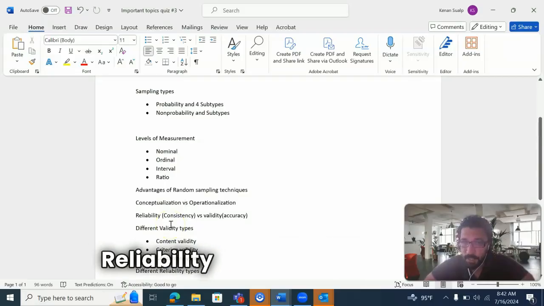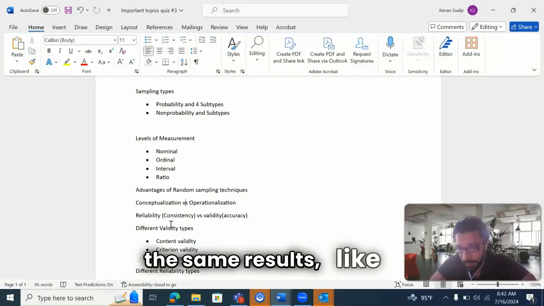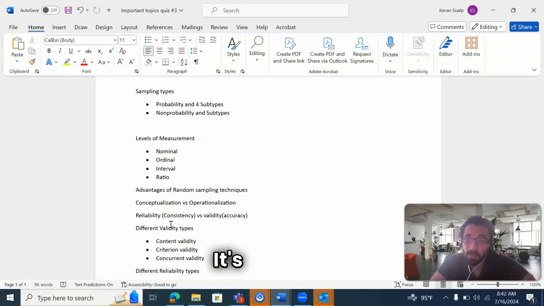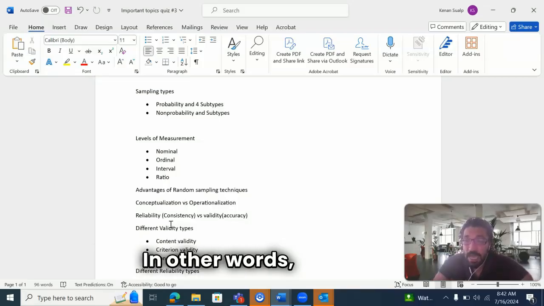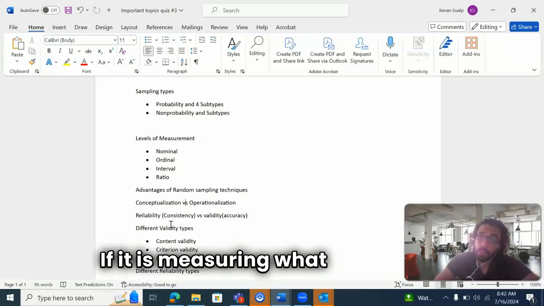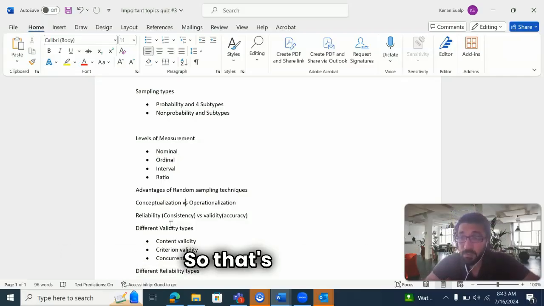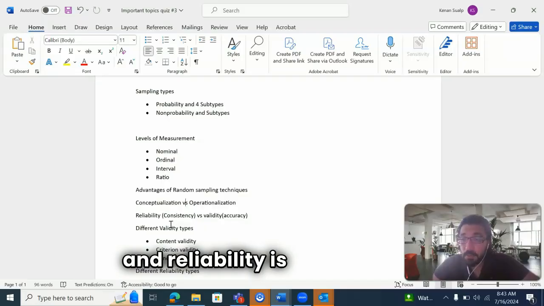What is reliability? Reliability means consistency. If your test is consistently giving you the same results, like for the same people, that means your test is consistent, it's reliable. But the other important thing is validity. In other words, accuracy. Is it accurate or not? If it is measuring what it is intended to measure, then it is accurate, right? So that's validity. Again, validity is accuracy, and reliability is consistency.